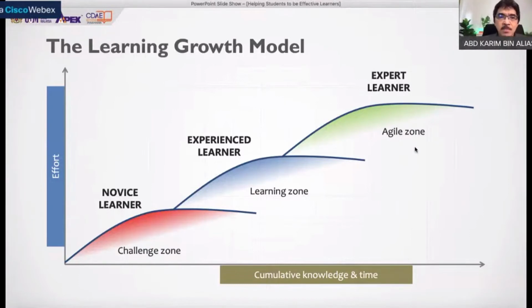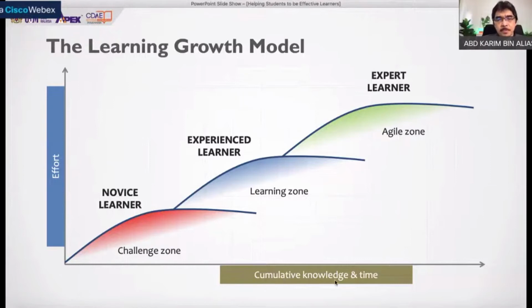What is the meaning of agile? Agile means agility. They can learn very fast, can move very fast, can adapt. When they are given a new problem to solve, they will be able to apply whatever they have learned. So they are at a higher level of Bloom's taxonomy cognitively. They are also emotionally comfortable because they have confidence. When they have confidence, they can solve the problem, and they have the skill to find the information, to filter the information. They have the skill to collaborate with other team members, with their friends and colleagues to solve the problem. So this is what an expert learner is, the agile zone, and this is what we want to achieve.